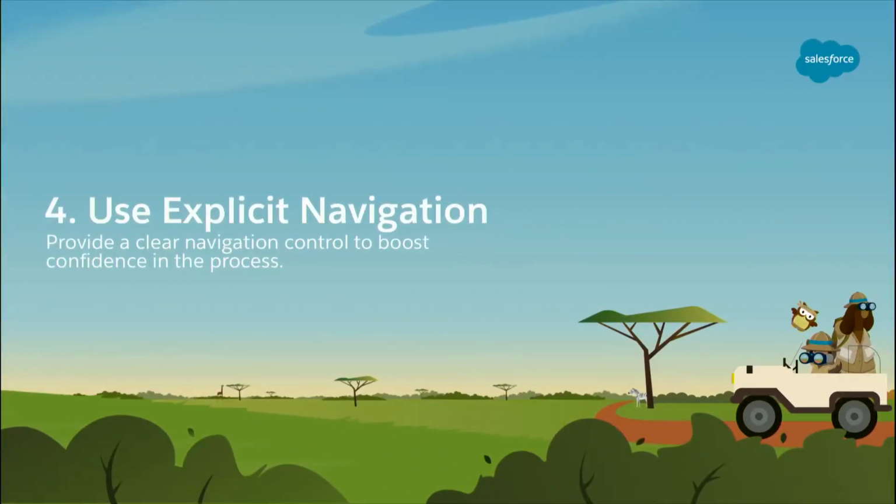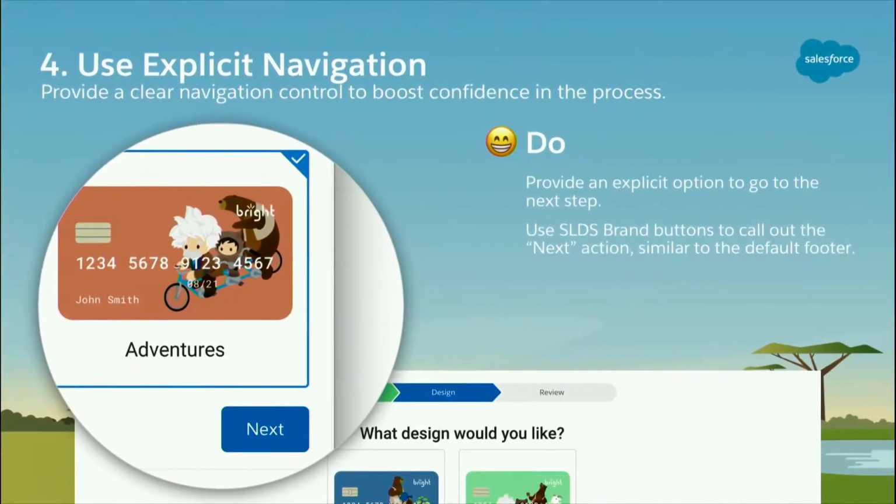Number 4, use explicit navigation. Now that you've broken your complex process down into a series of simple, discrete steps, you need to make sure that it's easy for users to get from step to step. Flow includes really good navigation out of the box with clear next, previous, and pause buttons. But sometimes next isn't the clearest option to offer. If we think about our checkout process, what would be better than next would be a button that says Submit Order when you get to that step.